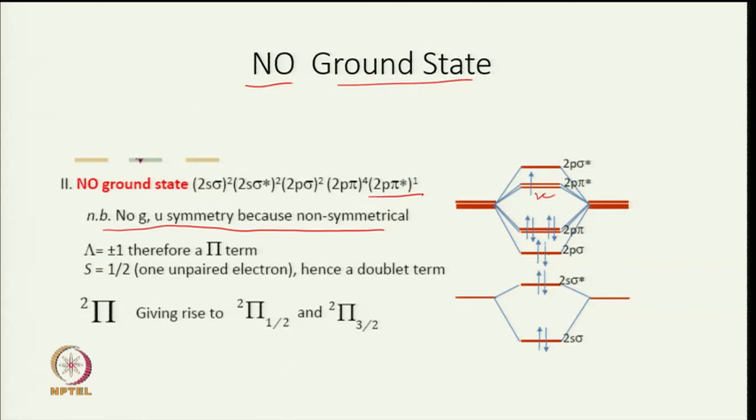Now, look at this part, you have 1 electron in 2 pi star, and that means lambda is plus minus 1, and therefore there will be a pi term. And since there is 1 electron in the open shell, S is half, and so multiplicity will be 2 times half plus 1, which is equal to 2. So, that will give rise to a 2 pi state.